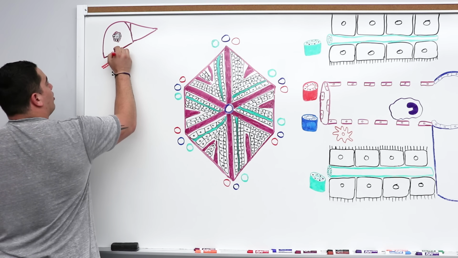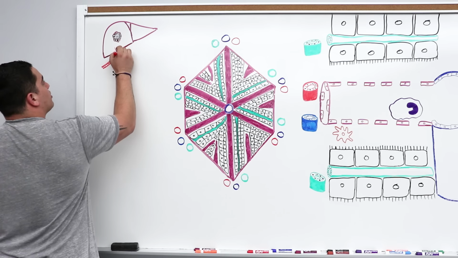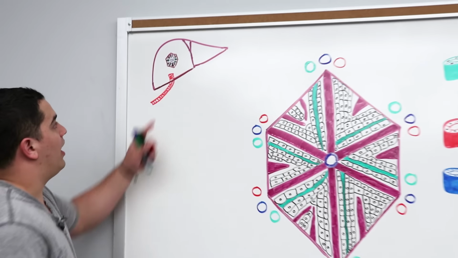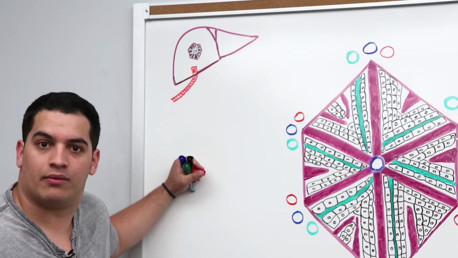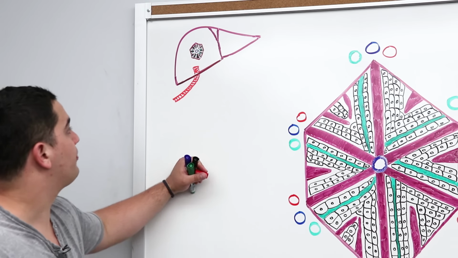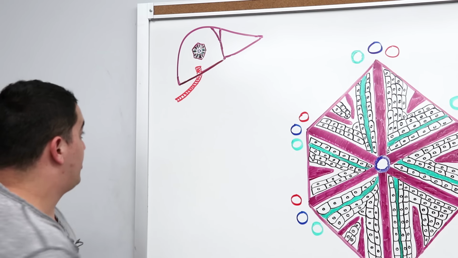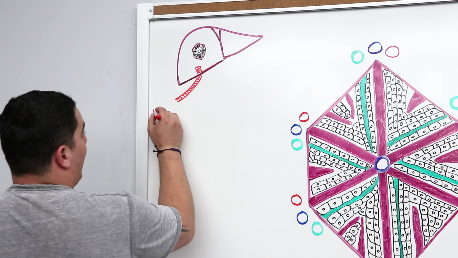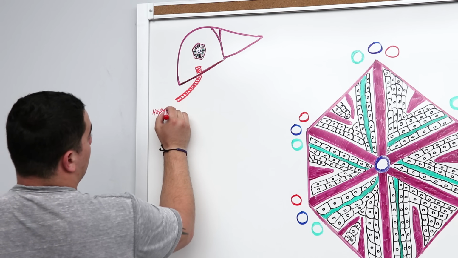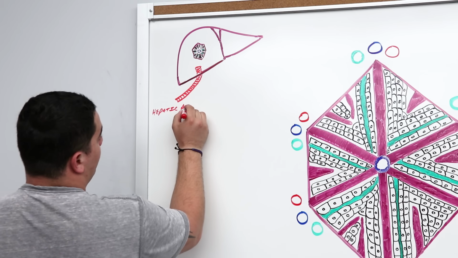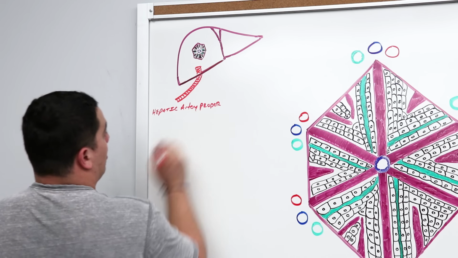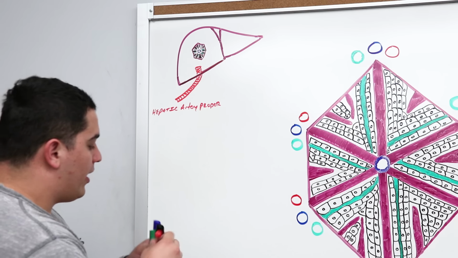And the hepatic artery proper is important because it is responsible for supplying oxygen-rich blood to the liver. Then we said there was another one. Before we spin to that next one, what was this one right here called? It was called the hepatic artery proper. Okay? Then after that, we had another guy.